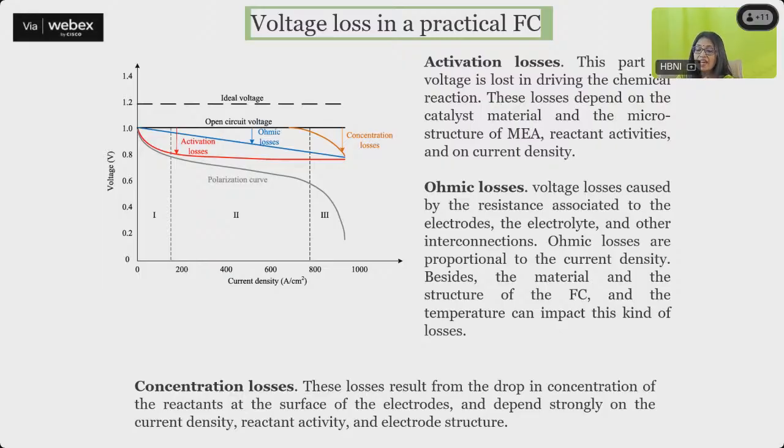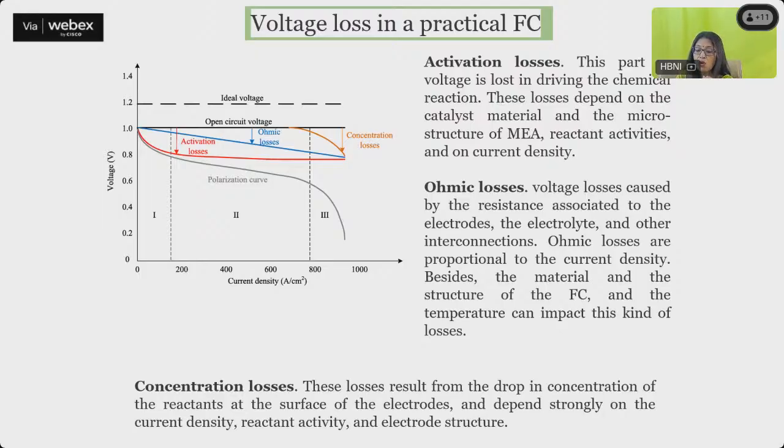Besides the material and the structure of the fuel cell, the temperature also impacts these kinds of losses. So ohmic loss happens because of all the materials which are put together to assemble this fuel cell. And then you have something which is concentration loss. Why this concentration loss? Because again there is some diffusion happening. Why is this diffusion happening? Because you're having some charge getting transported from one side to the other.